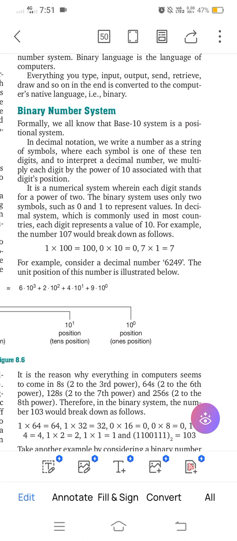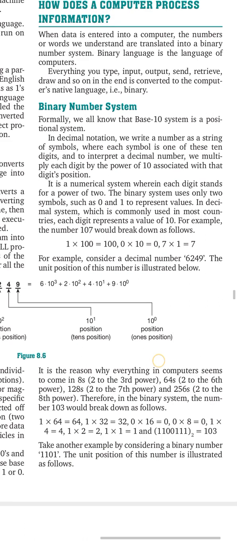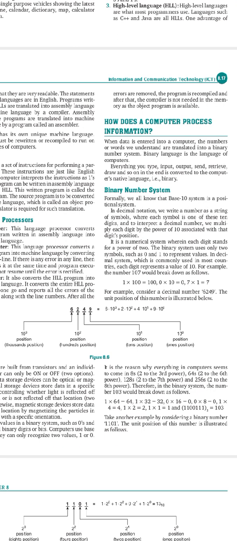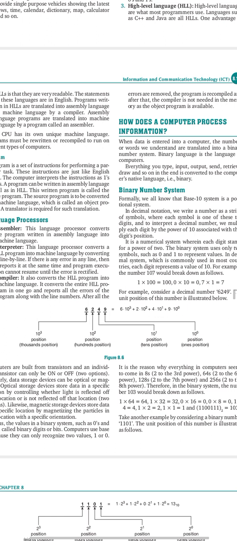For example, consider the decimal number 6249. The unit position of this number is illustrated below. 6249: 10 raised to 3, the 1000's position; 10 raised to 2, the 100's position; 10 raised to 1, the 10's position; and 10 raised to 0, the 1's position.